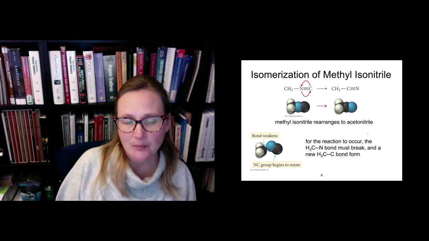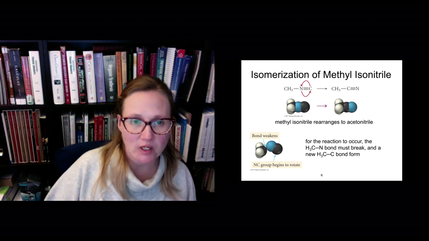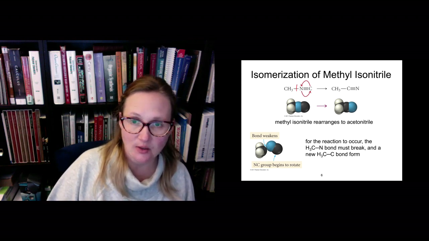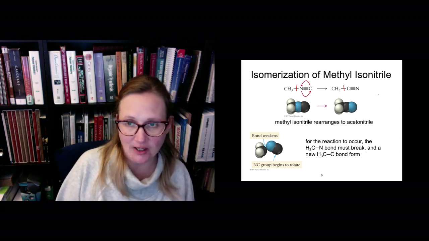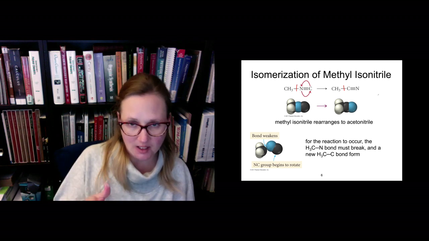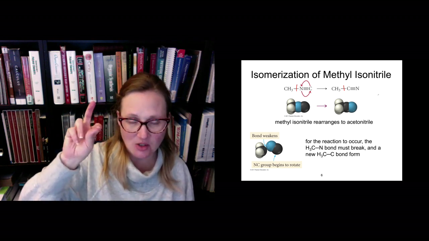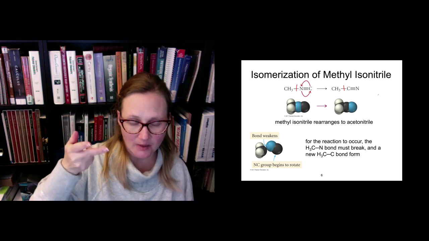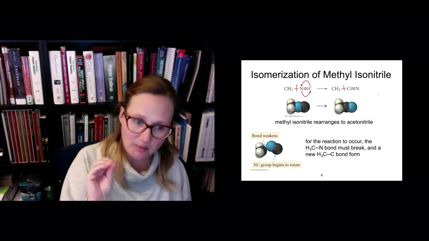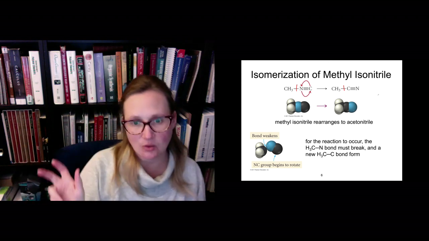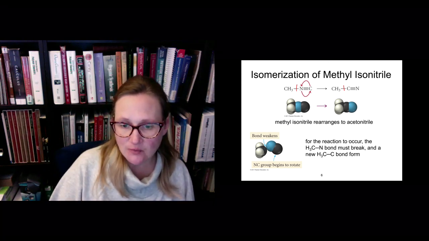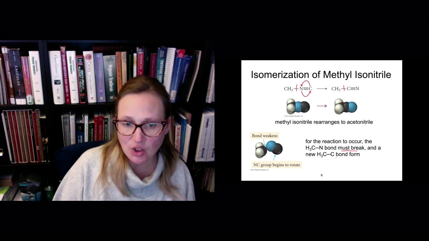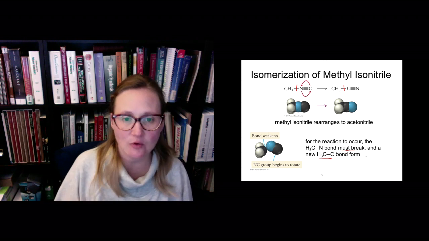What's got to happen is that the bond between the methyl group and the CN group, the nitrile group, has to rotate, because we're going to flip that nitrogen over to the carbon. So it has to weaken the bond, and that NC group has to rotate. For this reaction to occur, you must break a bond so that you can then form a bond. So we're breaking bonds, we're forming bonds.